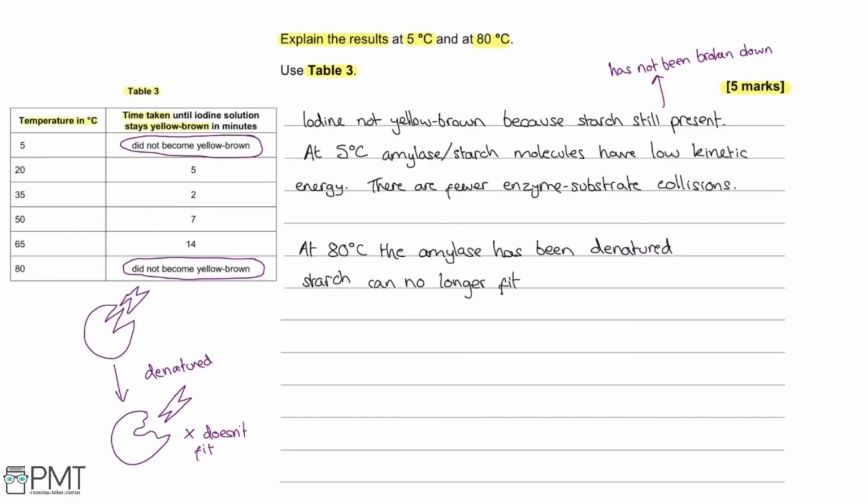Overall, you get your first mark for saying that the starch is still present. The second is talking about the low kinetic energy at 5 degrees. The third is about enzyme-substrate collisions. The fourth is about denaturation, and the fifth is the consequence of that denaturation.